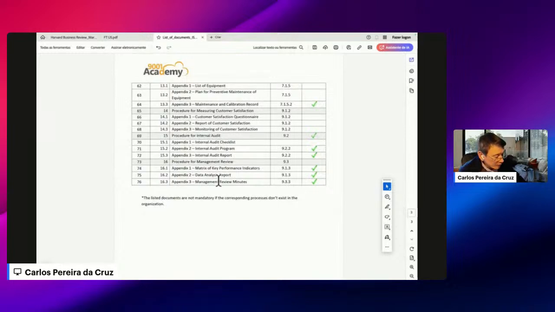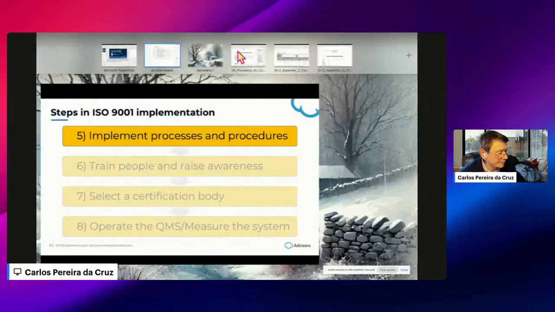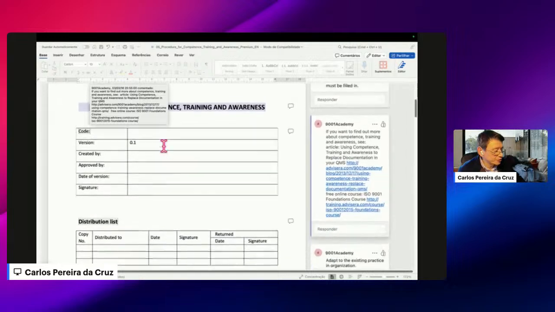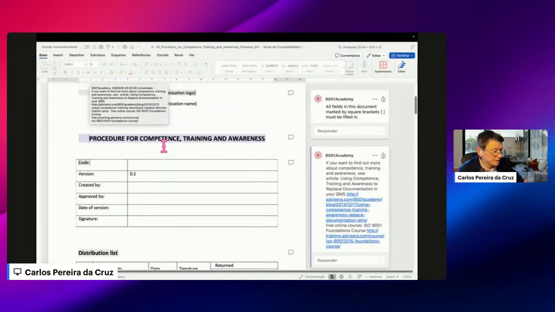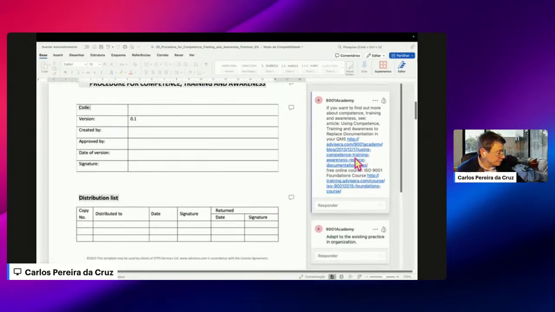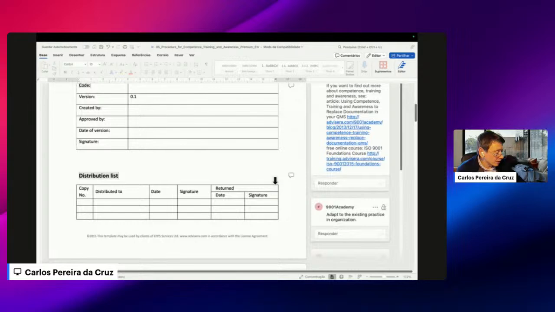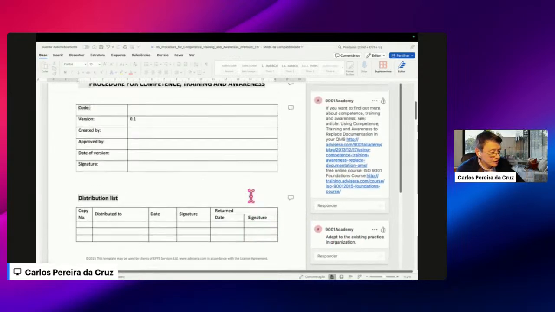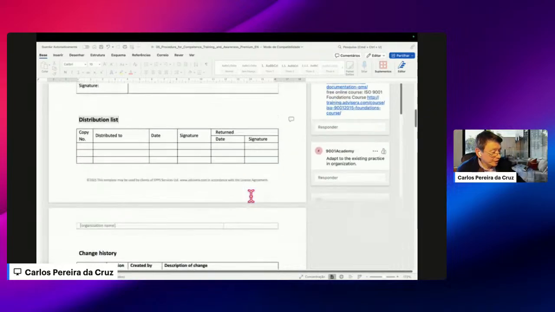And the last one is for management review. Let us see an example of the procedure. So, procedure for competence, training, and awareness. You see, this is a Word document, completely customizable. Okay, you have here some suggestions, some help with documents that you can check. So, competence, training, and awareness.